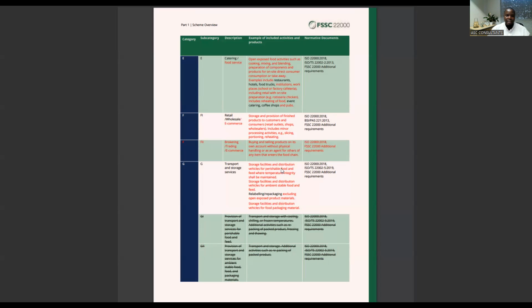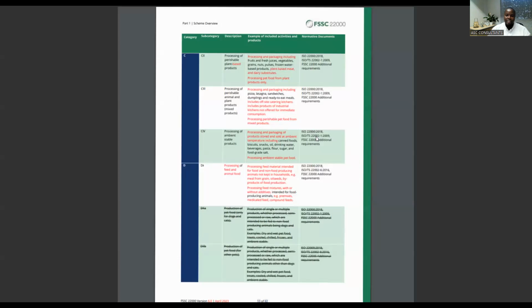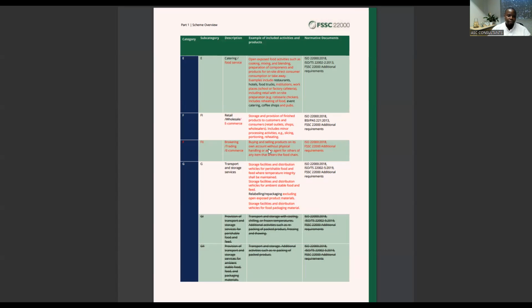And then under E, that is where restaurants belong. If you're a catering facility and you serve food, this is where you belong. That means catering or food service sites will be audited under part 2 of the technical specification, which is quite different from C3, where you are preparing food as a kitchen but not immediately consuming the food. That will be the difference here under C3. So just take note of that.